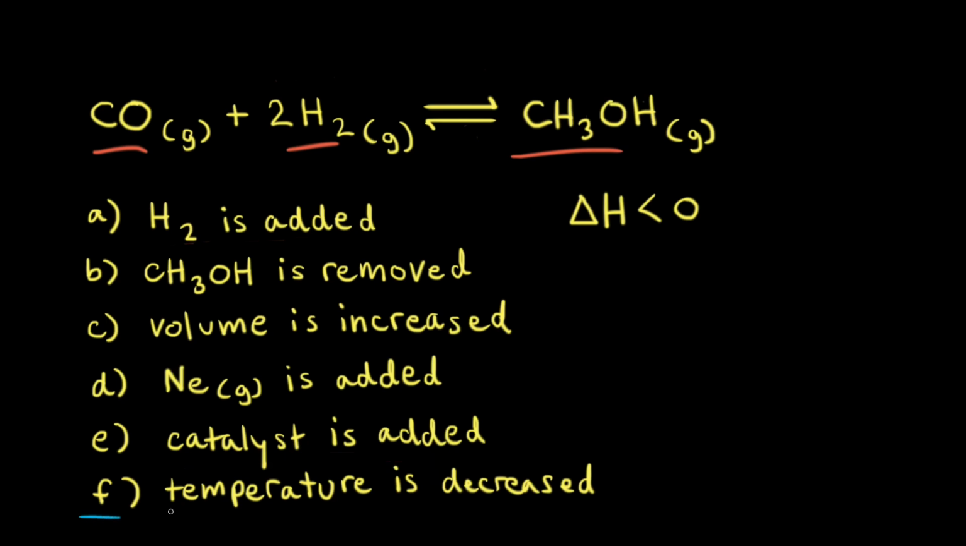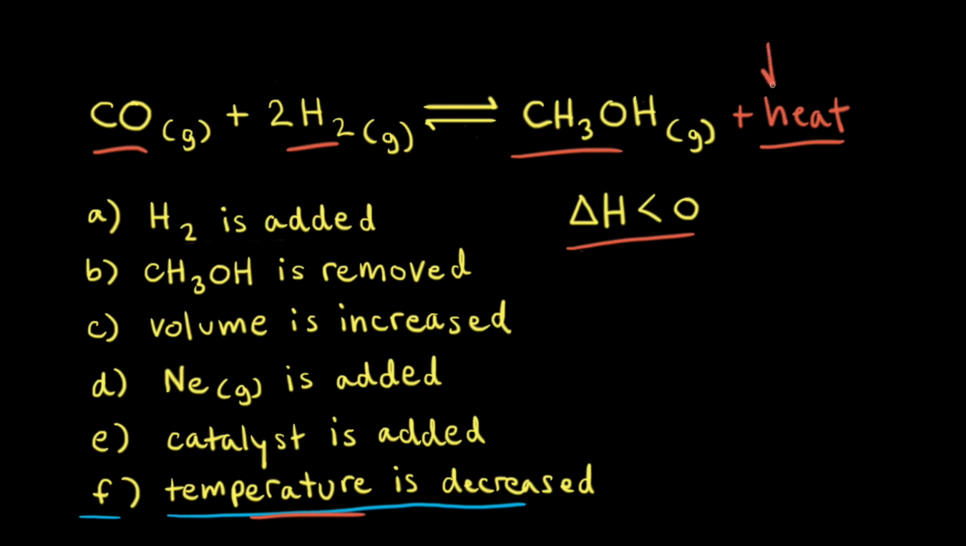And then in part F, let's try decreasing the temperature on the reaction at equilibrium. Well, this reaction is exothermic because delta H is less than 0, so we can treat heat as a product. So we go ahead and write heat on the product side. If we treat heat like a product, decreasing the temperature is like decreasing the amount of our product. Therefore, the net reaction will move to the right to make more of the product.